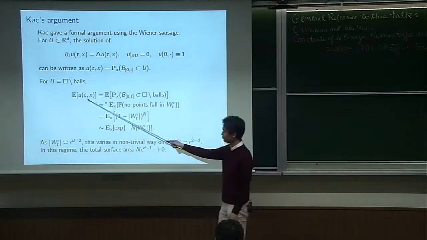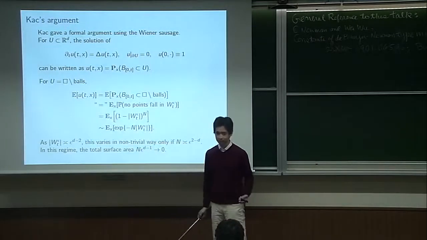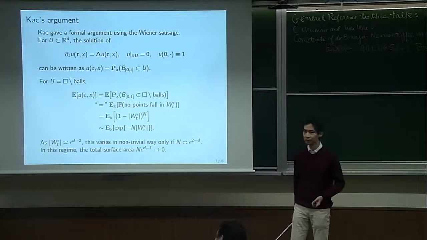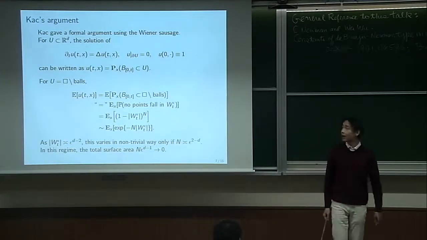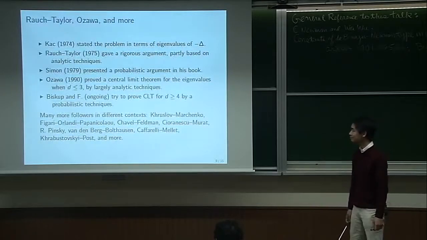And of course, this is only about the expected value. And if you want to make it a high probability statement or almost sure type statement, you have to compute the second moment, as usual in the law of large numbers. And you can do that.